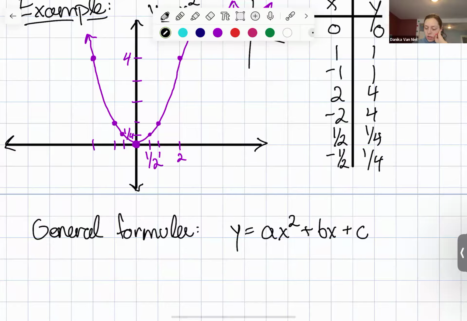My rabbits are trying to get out of their room, scratching on stuff. But a is not allowed to be 0. If a is 0, that's just a line. That's not a parabola, right? This x squared part is really important. The a can be negative, it could be a fraction, it can be 100 million, but it can't be 0.